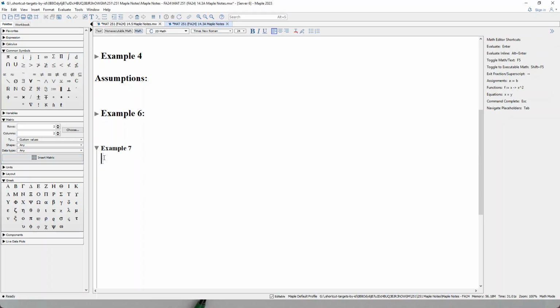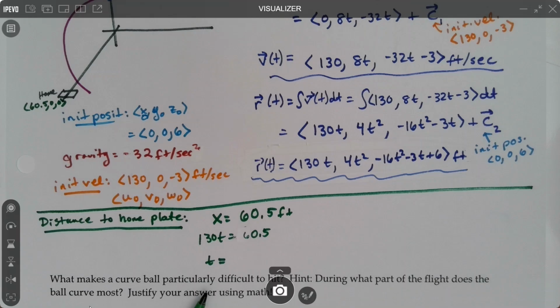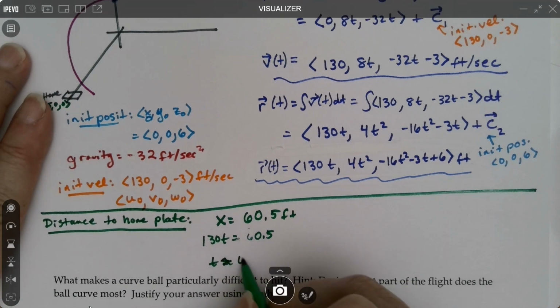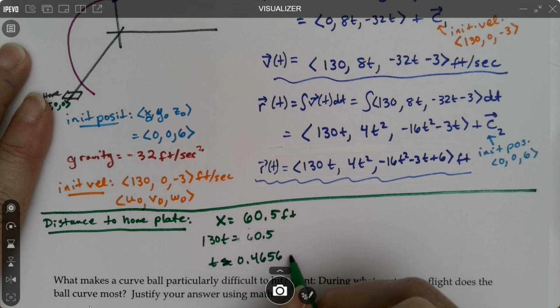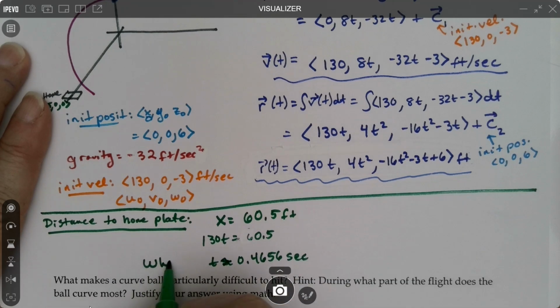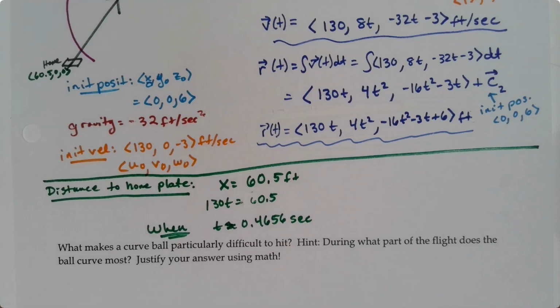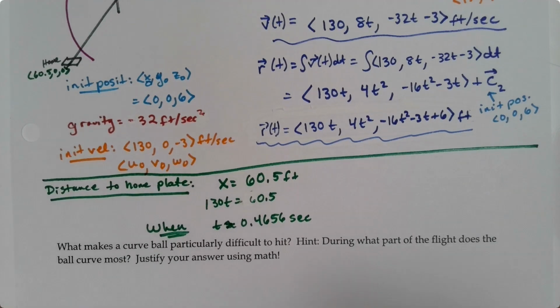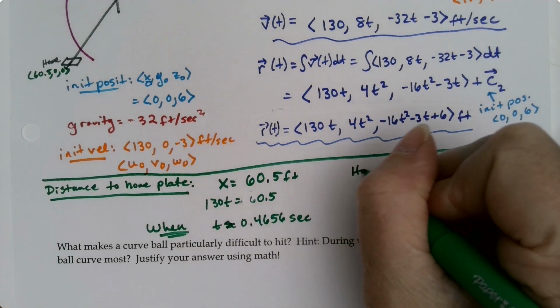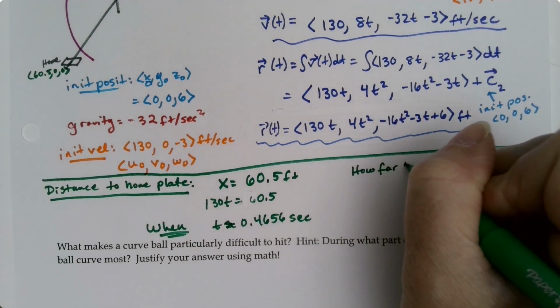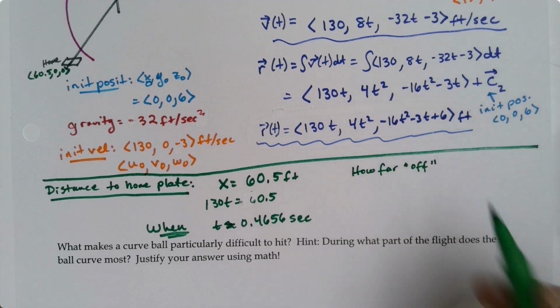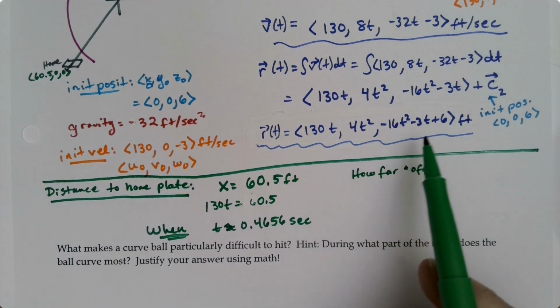All right, so hey Maple, take 60.5 and divide it by 130 for me. So 0.4656. So 0.4656 seconds. So this is when it hits the ground, or excuse me, when it reaches home plate. But we want to know how far off center. That's in the y direction, right? We know what the z is going to be. The z is going to be 0, right?